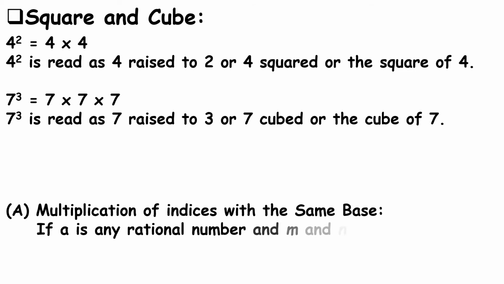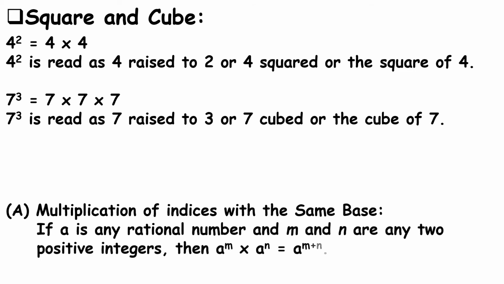Multiplication of indices with same base. If A is any rational number and M and N are any two positive integers, then A raised to M multiplied by A raised to N is equal to A raised to M plus N. Let's solve an exercise using this rule.